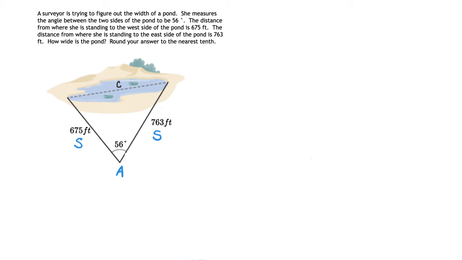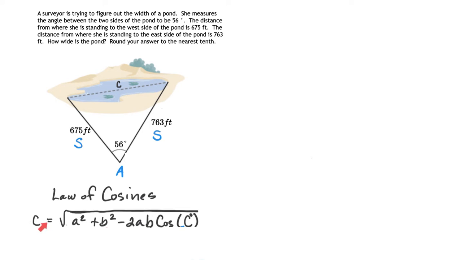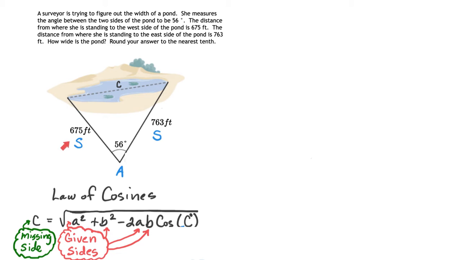So when we do law of cosines, you need to know this formula right here. And the formula works like this. You have to know you're trying to find the missing side. We're going to call that side C. That's always found directly across from the angle that you're given when doing side, angle, side. Then your A and B are the two sides that are given to you.